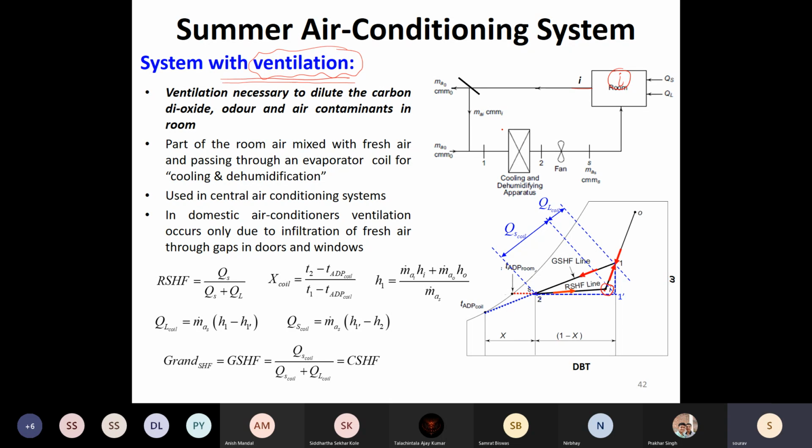Okay, and this is your air conditioning apparatus. It is written as cooling and humidification because we are looking at only summer air conditioning system. So this is your evaporator coil of the refrigeration system. So this is supplying air at a state S.